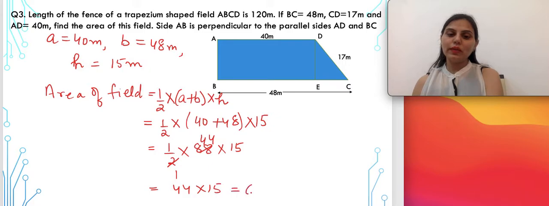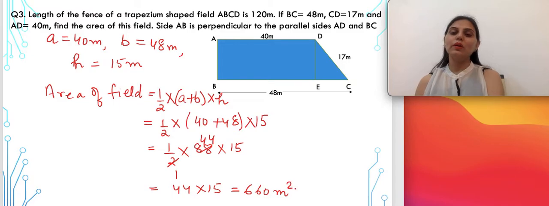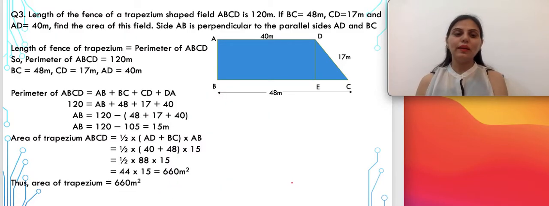On solving this, you'll get the answer as 660. And yes, the units are meter square, because it is an area. So let us see the step-by-step presentation. Here again, like I have written, length of fence is equal to perimeter of ABCD. So from perimeter, we find one of the sides, that is AB, which gives us the distance between the parallel sides. So step-by-step presentation of any answer is very, very important.